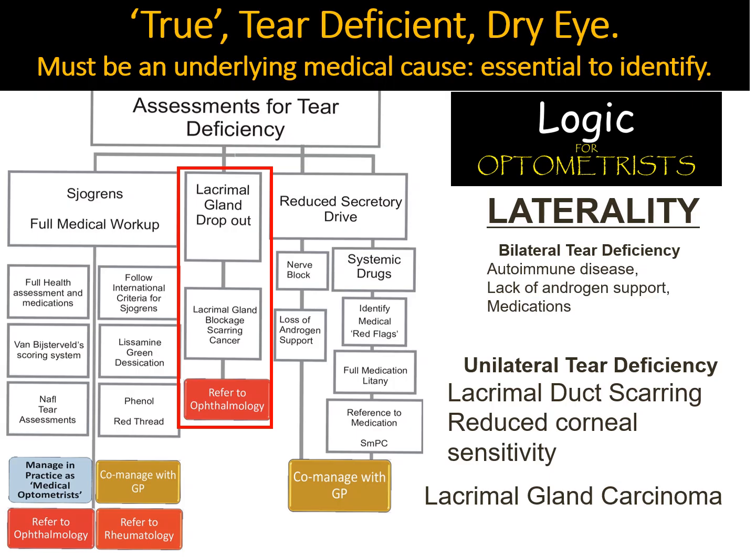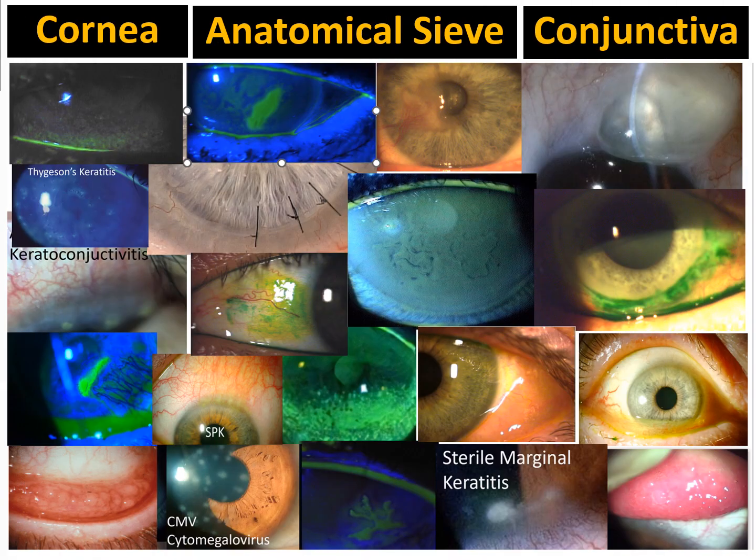Now, in my entire 40-year career, I've never come across a unilateral tear-deficient dry eye. But as Lou Catania said, it isn't rare if it's in your chair, and clinicians must be alert to the possibility. And now the cornea and conjunctiva.